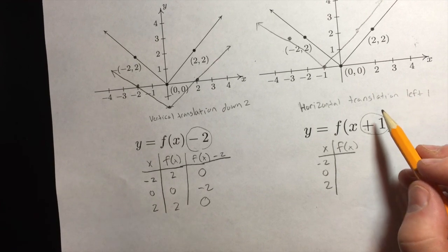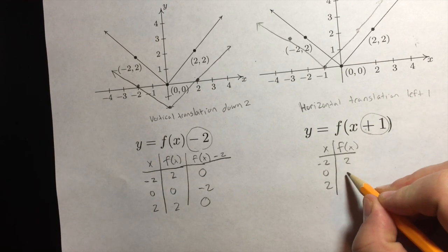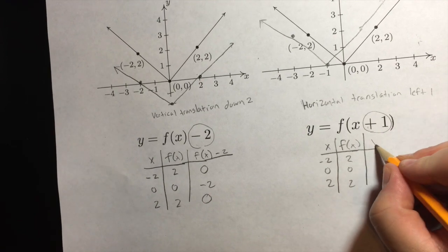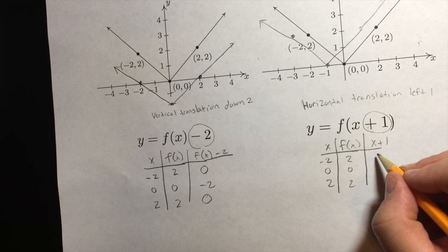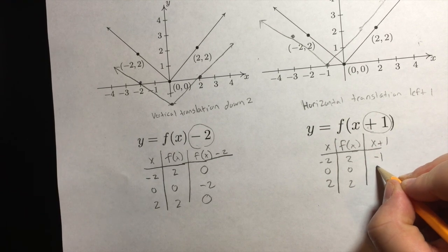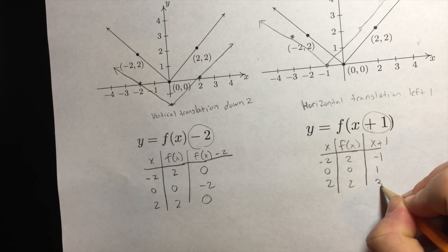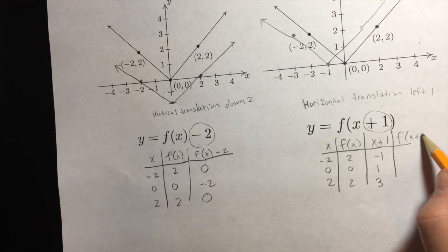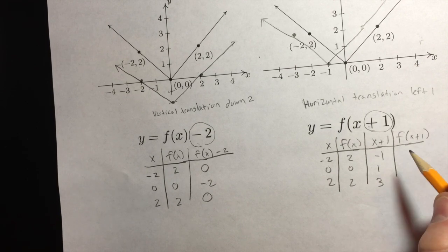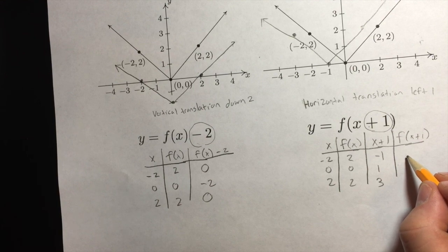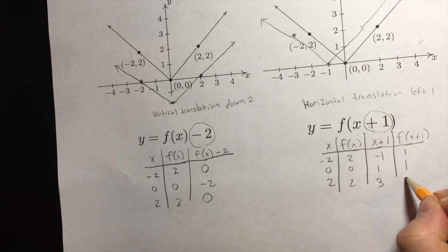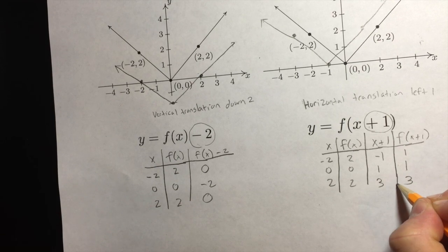What about over here? So our original, to finish that off, if we had done it this way, x plus 1, that would increase our x values by 1. So our new x values would be negative 1, 1, and 3. Well, f of x plus 1, f of negative 1 would be 1. f of 1 would be 1. f of 3 would be 3.